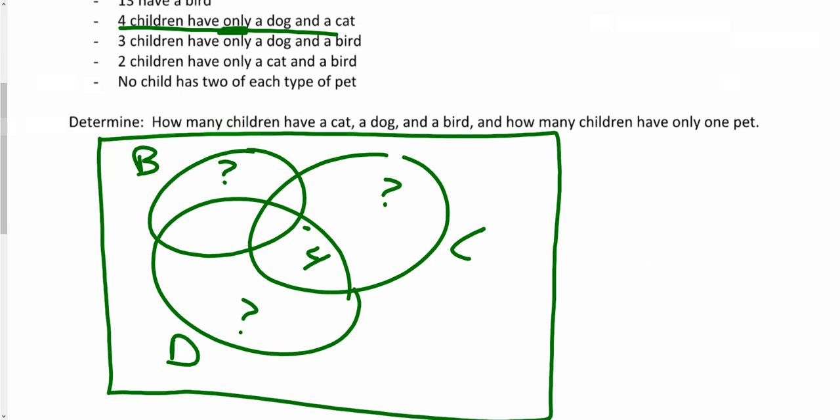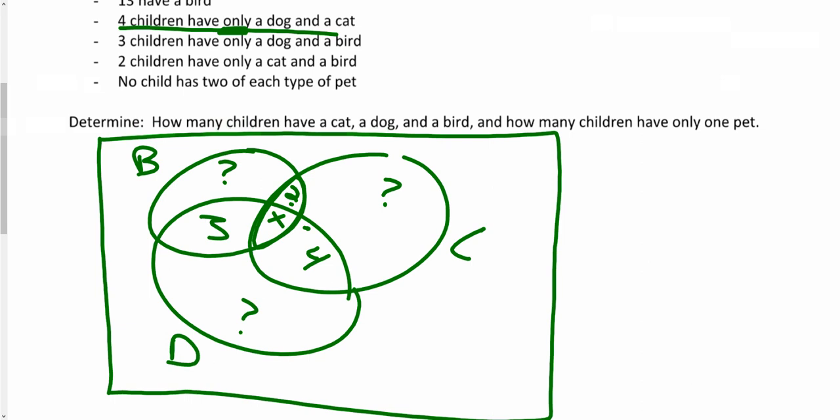All right, and I know 3 kids have a bird and a dog. So I'm going to put that one here. And I know 2 children have only a cat and a bird. Okay. Now, if it would have said 2 children have a cat and a bird, that would be all of this, or all of this here. But since it says only bird and cat, it can only be this one here. Okay. So now, I always said start in the middle and work your way out. Unfortunately, we don't know what this number is. Okay, so we've got to figure that out.